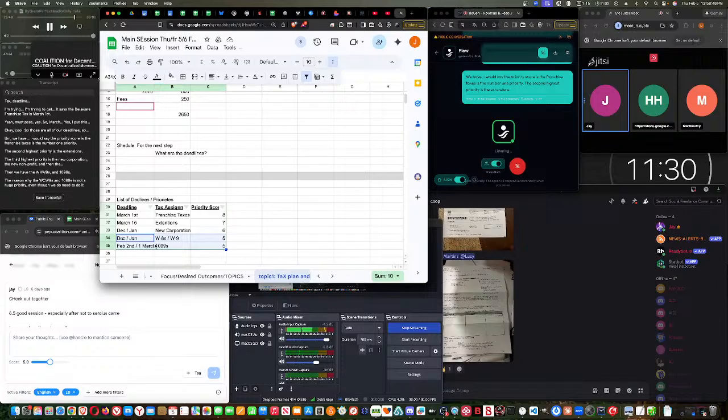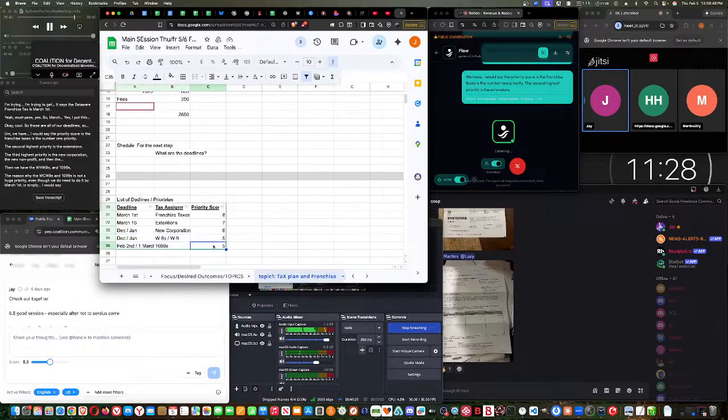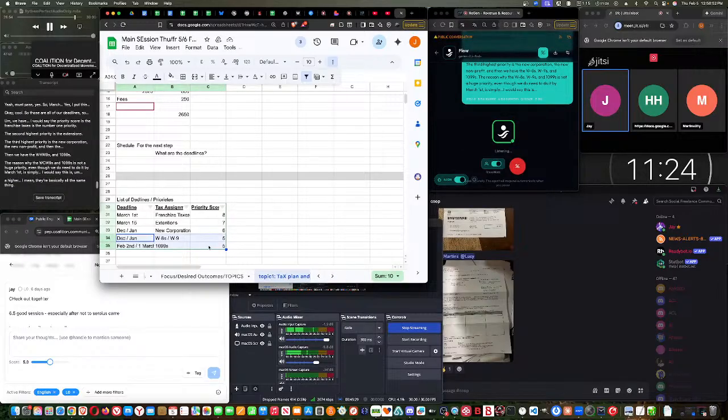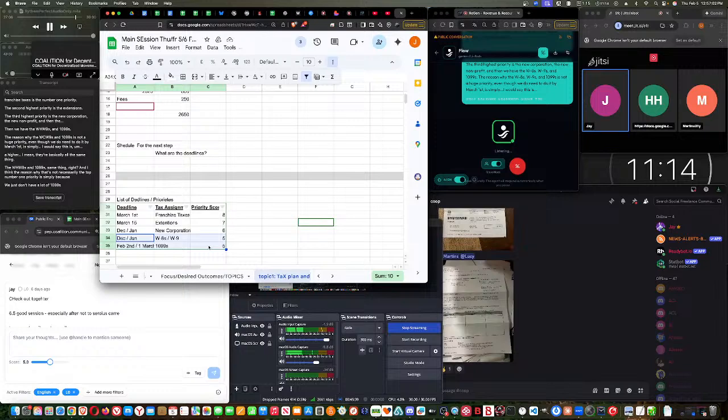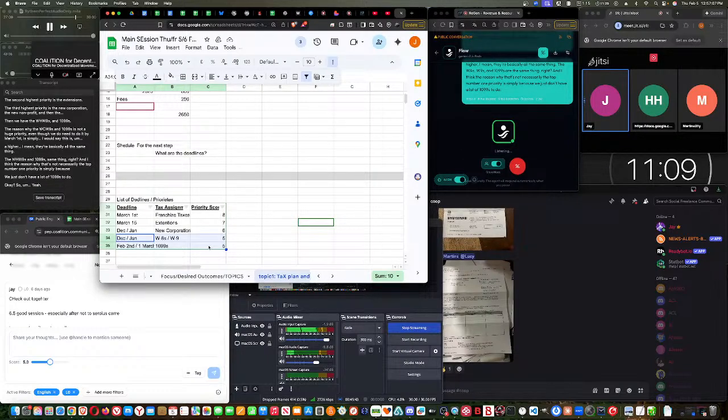The reason why the W8s, W9s, and 1099s are not a huge priority, even though we do need to do it by March 1st, is that they're basically all the same thing. I think the reason it's not the number one priority is simply because we just don't have a lot of 1099s to do. Okay? So, Flo, can you do a summary of all of our deadlines for taxes?